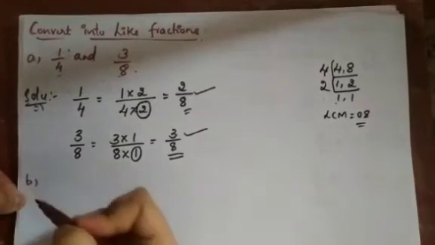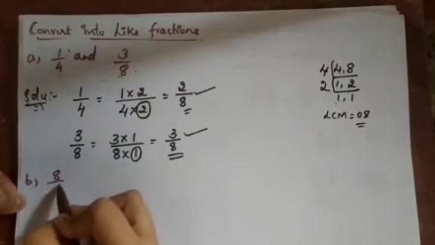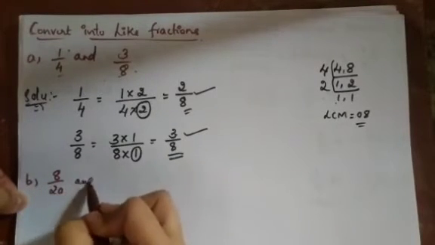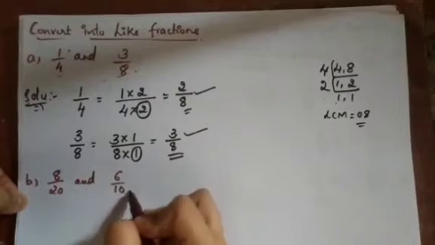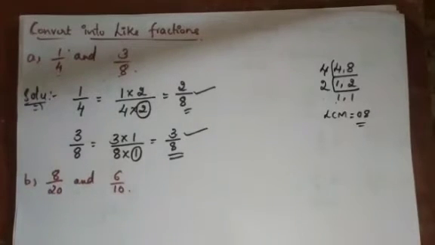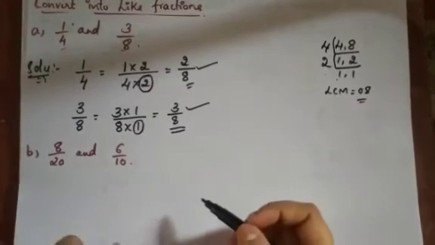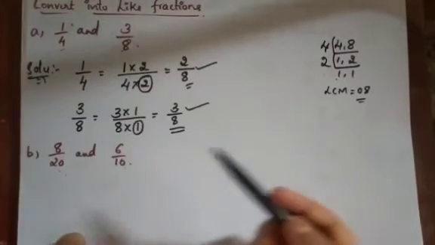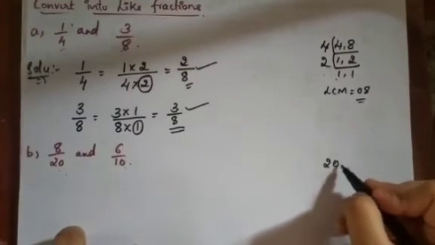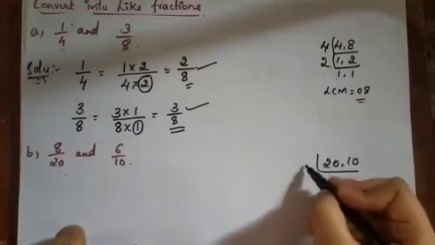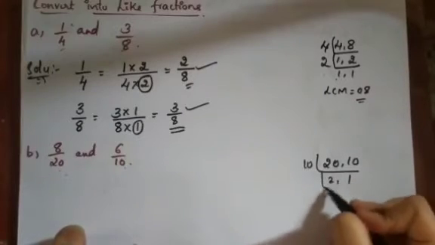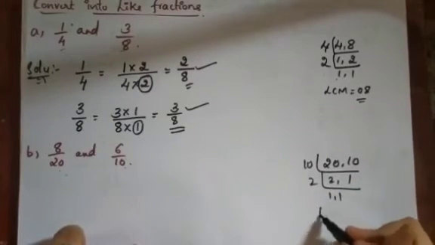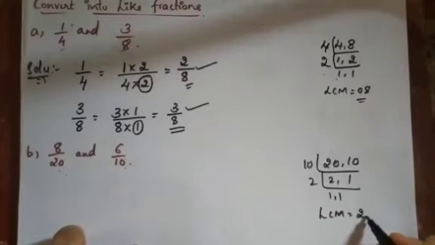So for example, if it is 8 divided by 20 and 6 divided by 10. Okay, I'll take this problem. In this case also it is an unlike fraction, isn't it? So first you have to convert these unlike fractions into like fractions. To do that, you have to find the LCM. So I have found the LCM of 20 as well as 10. 10 2s are 20, 10 1s are 10, so the LCM I will get is 20.